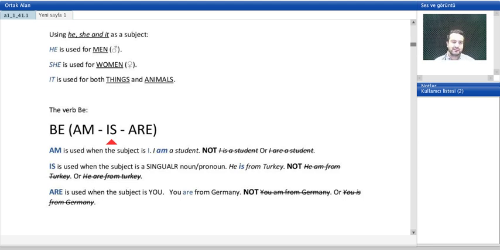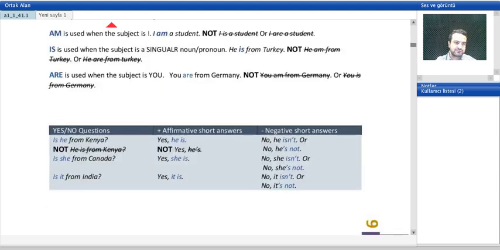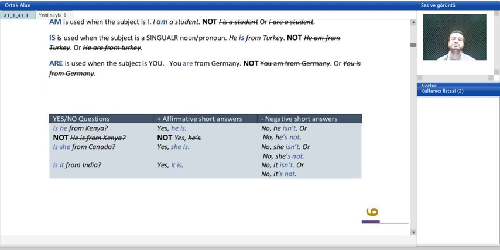Is is used when the subject is a singular noun or pronoun. He is from Turkey, not he am from Turkey or he are from Turkey, because we use is with he, she, and it. Let's move on to are. Are is used when the subject is you. You are from Germany, not you am from Germany or you is from Germany. Both are wrong. For you, we always use are.